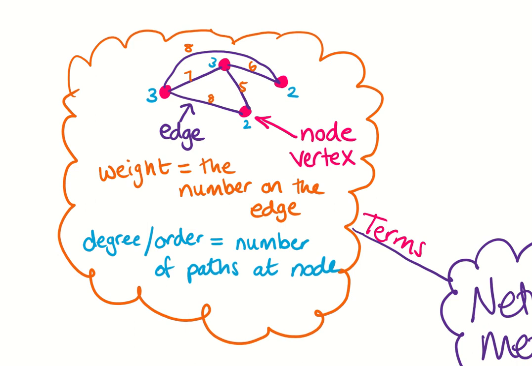Now these blue numbers that we've put on each node, that is counting up the degree or the order of each node. And that means the number of paths that are at that node. So how many end points go into or out of that node. So for example, this one that's got a 2 on it, that's because it's got 2 end points at that node.